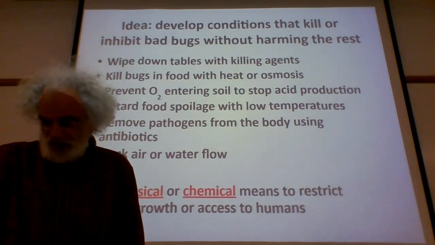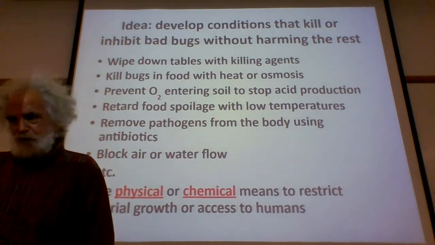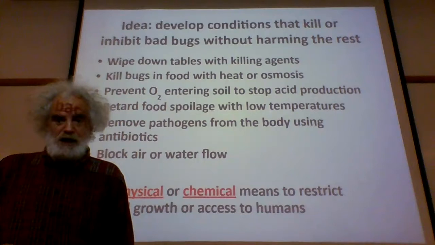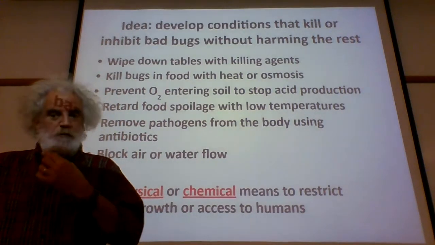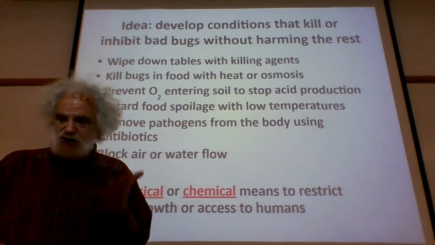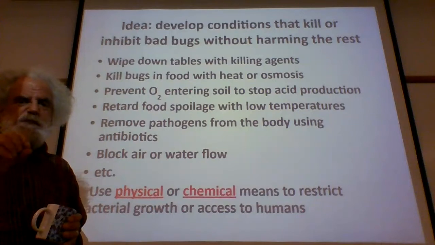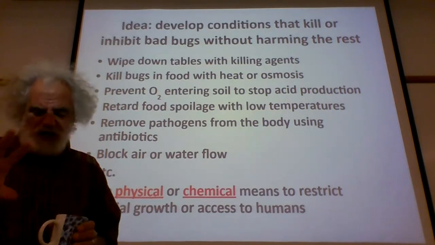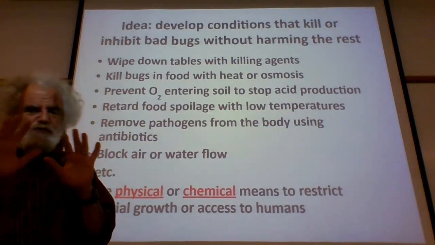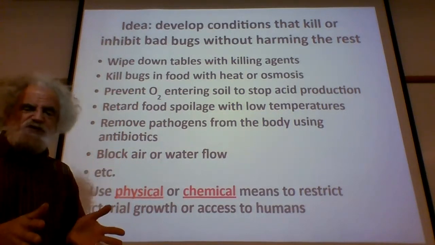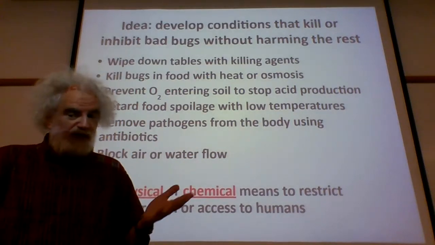Putting things into the refrigerator, low temperature, slows down bacterial growth. We can use antibiotics. It's a really obvious thing to do. Blocking the air or water flow in different environmental areas can do this. And so, in a general sense, we can break the different kinds of growth control systems into either a physical or a chemical means. And we're going to break these apart and look at them a little bit, okay?